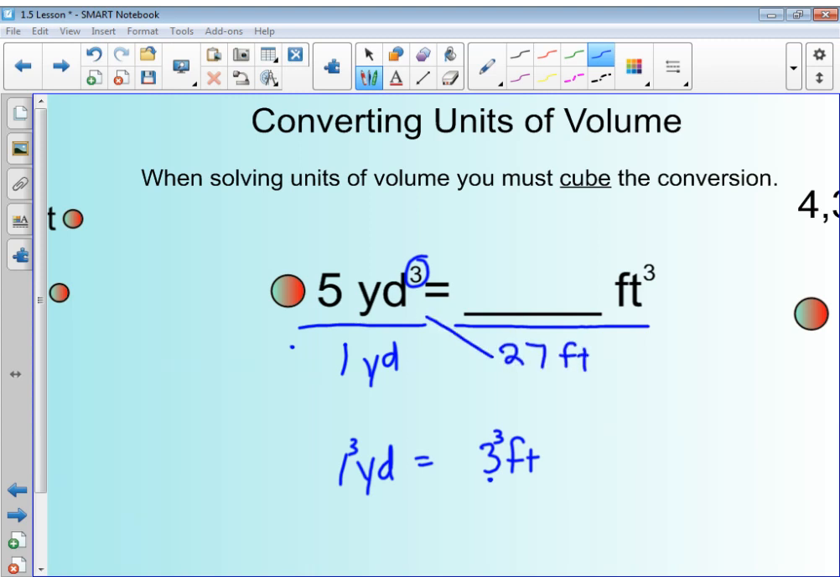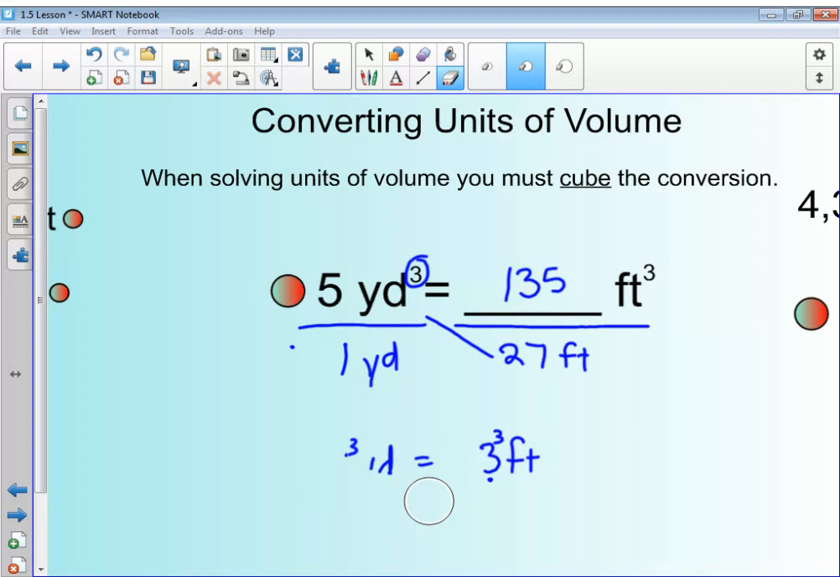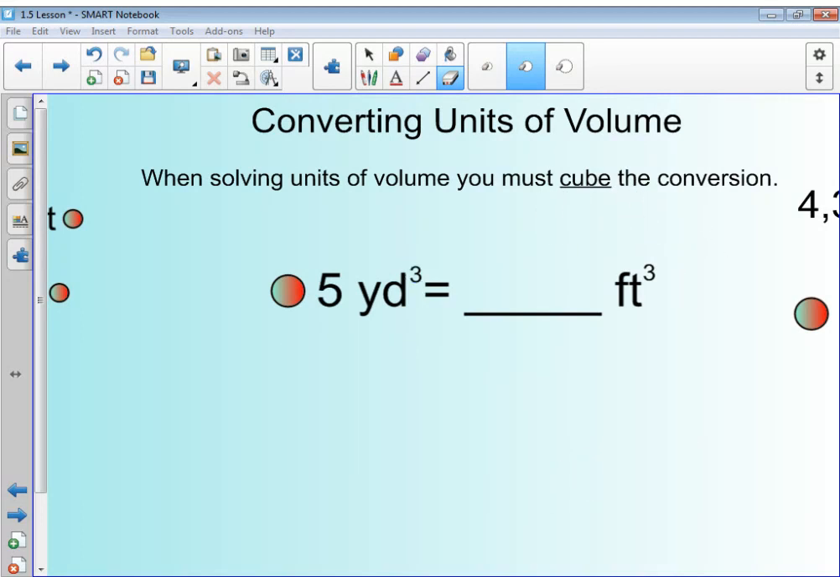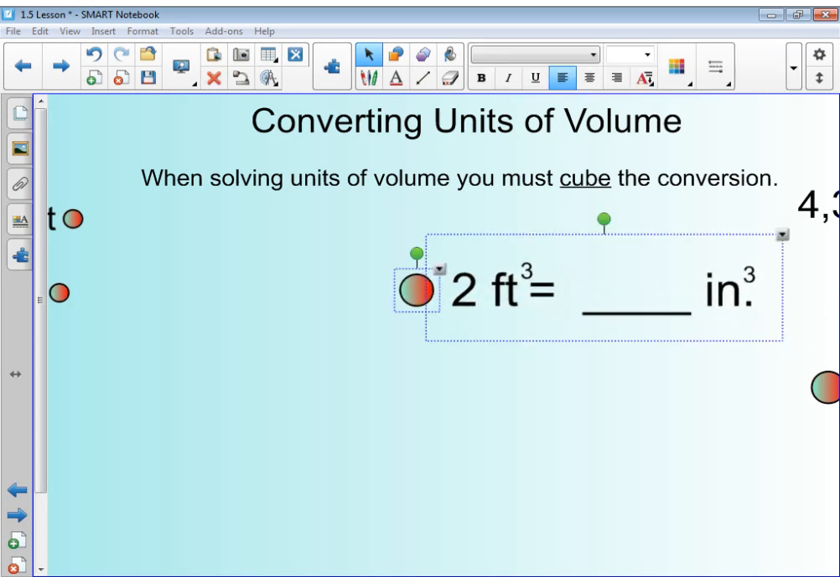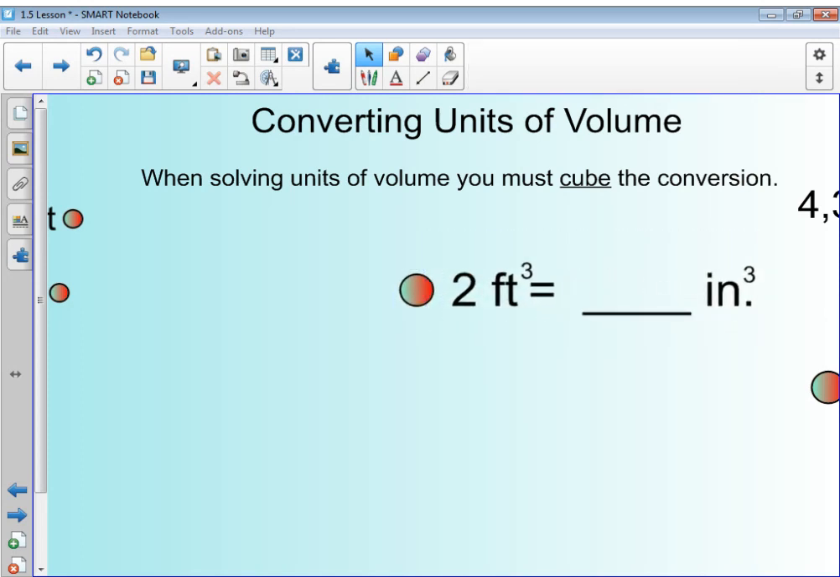Now we'll cross multiply and divide. So 27 times 5 gives us 135. Then we would divide by 1, which is still going to give us 135 feet cubed for our answer. Okay, so I'm going to slide one more out, and you guys are going to go ahead after I write the conversion. You can pause your video and work your way through that conversion.